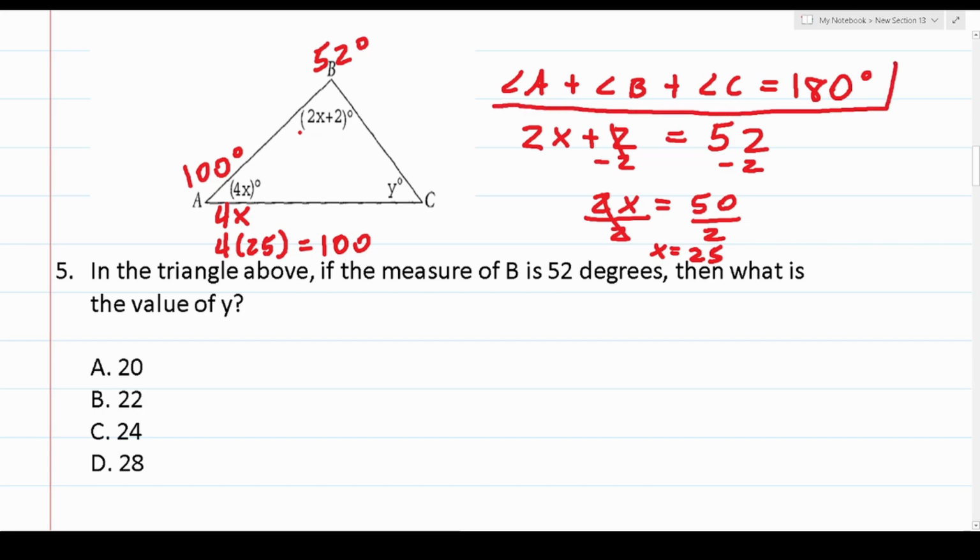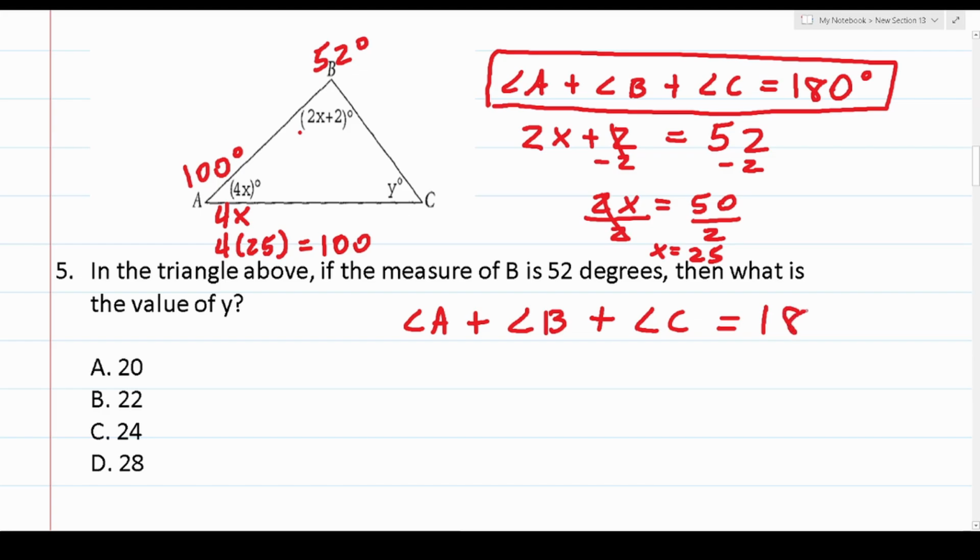Now we're going to have to use this triangle sum theorem to figure out what y is. So let's go ahead and do that. Again, the triangle sum theorem says all the angles in a triangle add up to 180 degrees. Let me just copy it down here since I'm running out of space. Again, we have the measure of angle A plus the measure of angle B plus the measure of angle C equaling 180 degrees. We know what A is.